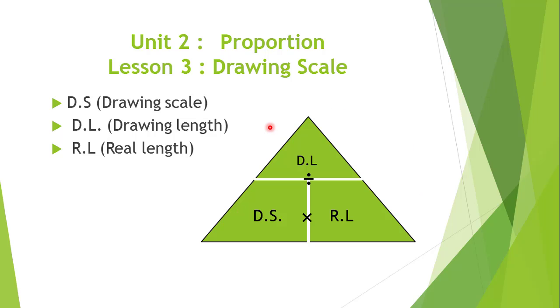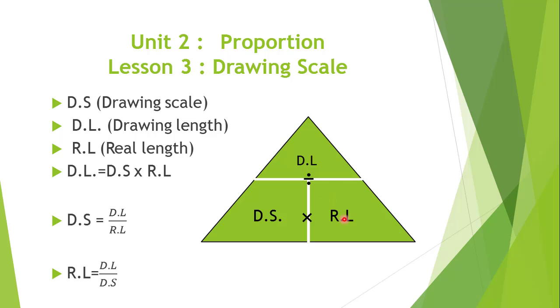Look at this triangle. It's very easy to get the drawing length. Drawing length equals drawing scale times real length. Drawing scale equals drawing length over real length, and the real length equals drawing length over drawing scale. Okay, this triangle is very important. I hope you have understood it well.